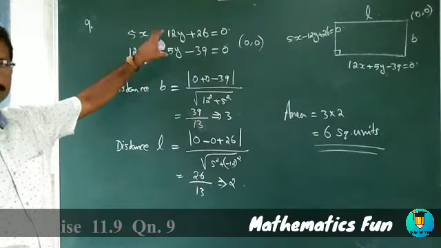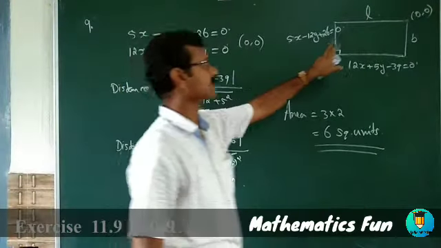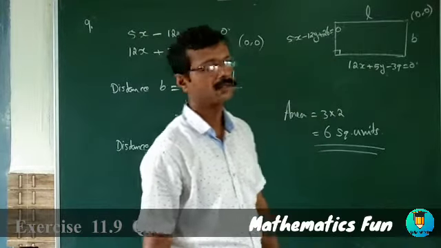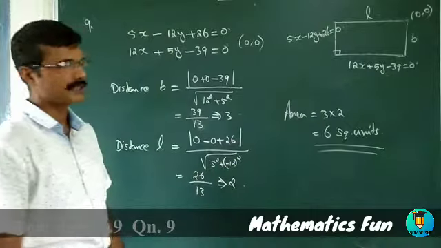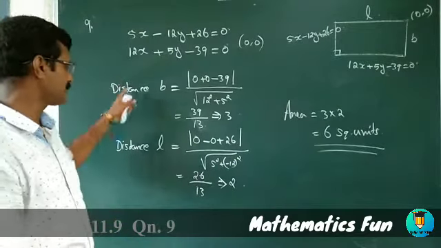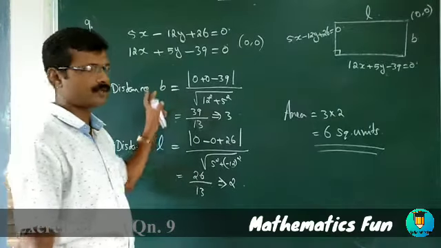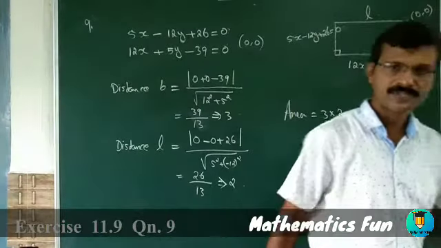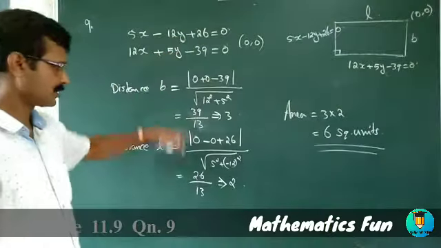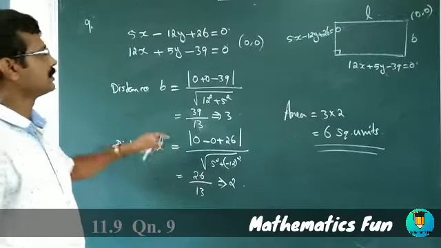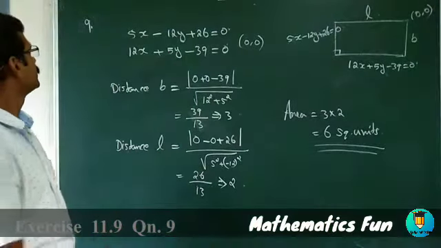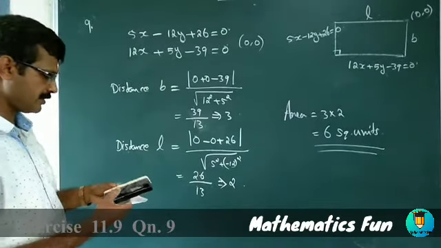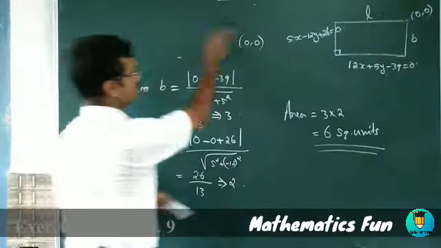So the main thing in this question is that you have to identify the given sides, the given lines, where they will be in the rectangle. Once the rectangle diagram is ready, then it is easy to calculate by the distance formula. I applied the perpendicular distance formula 2 times. Go through the solution once again. Now we will try another sum, that is question number 13. We will do it next.